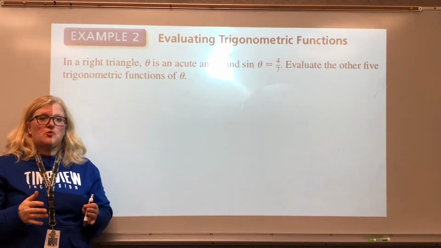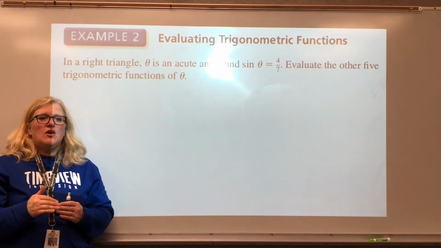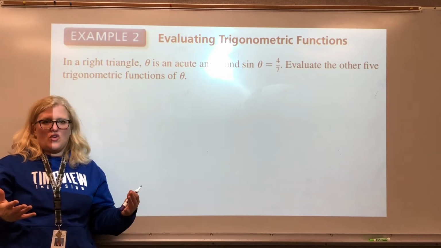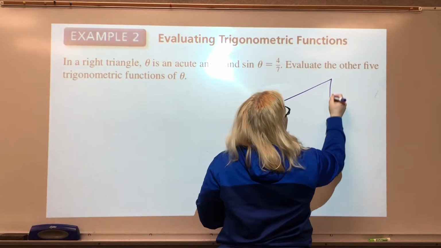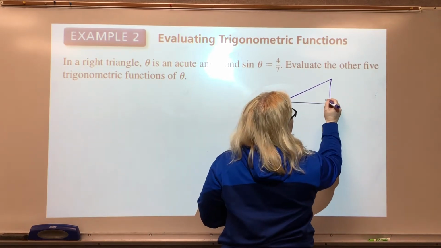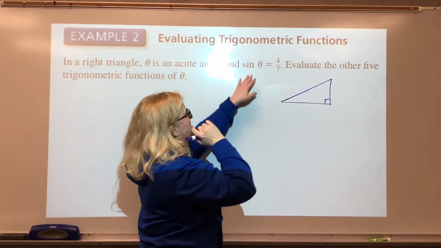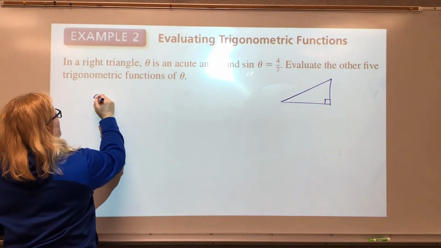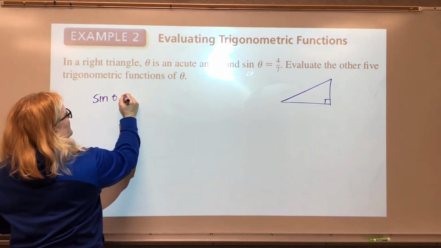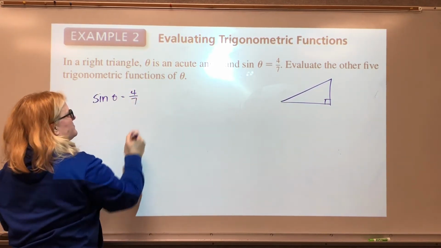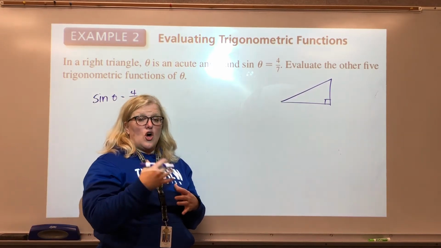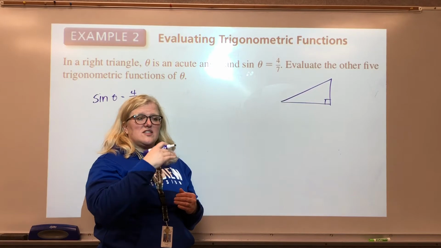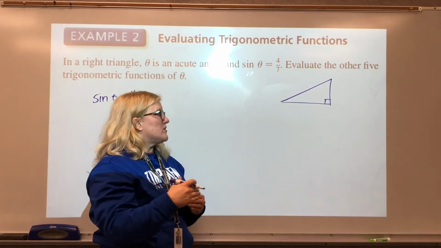This example is similar to what we were just doing, but this time we need to draw our own triangle. So if I come over here and I draw a triangle, here's my right angle, and this is sine of theta. Sine of theta is 4/7. Okay, so I have to remember that sine is the SO in SOHCAHTOA, so it's the opposite over the hypotenuse.